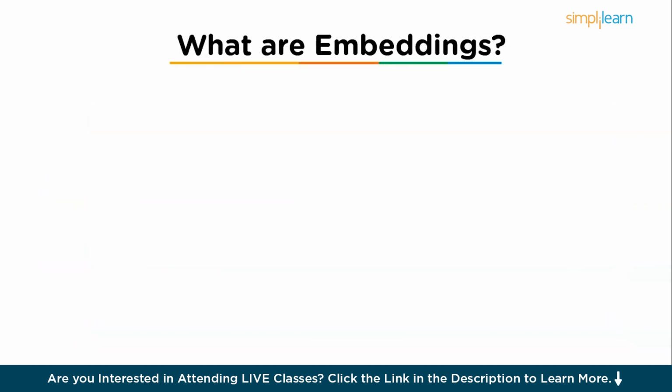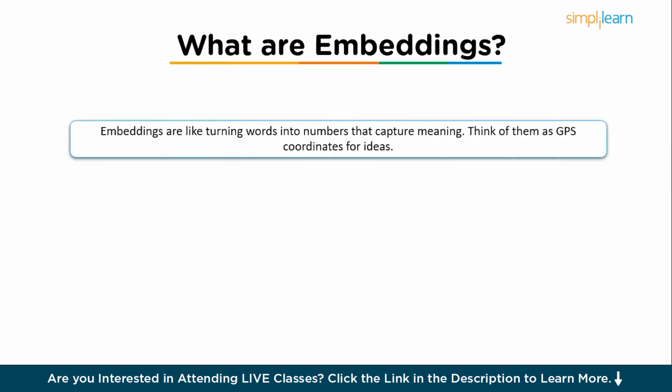So let us now see what embeddings are. Now here's the cool part. How do we find the right chunk later? That's where embeddings come in. Embeddings are like turning words into numbers that capture meaning. Think of them as GPS coordinates for ideas. For example, the words dog and puppy might be close together in the embedding space because they have similar meanings.